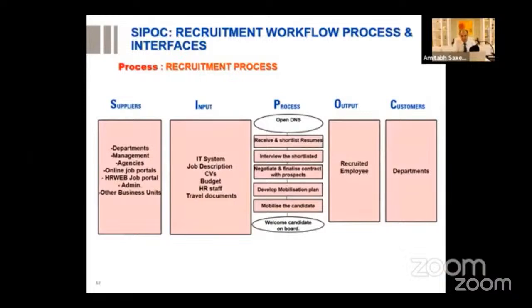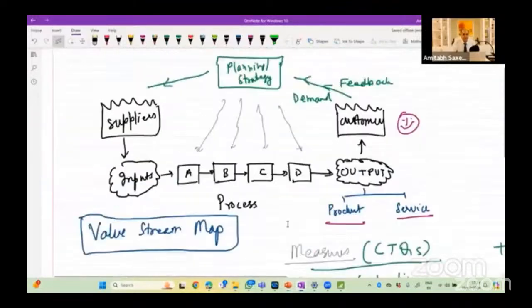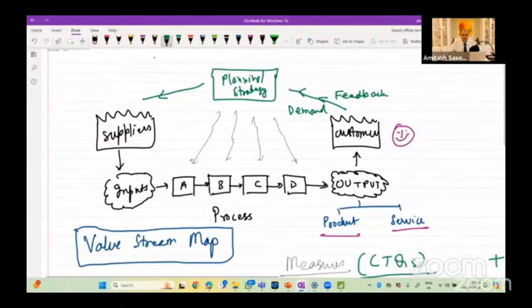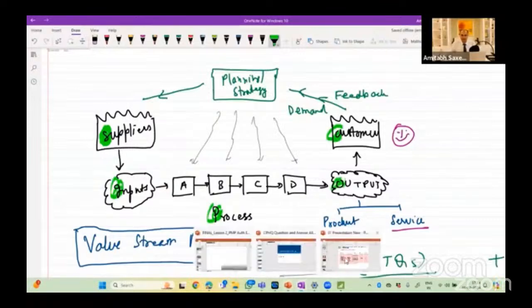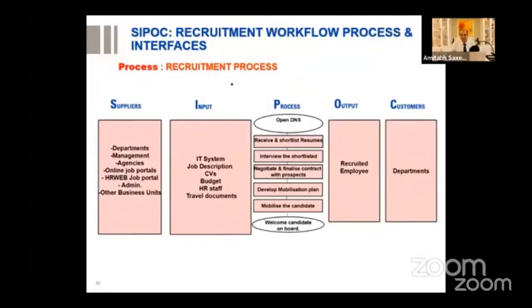Now, if you remember the systems map, the systems thinking I was talking about in the beginning, I hope you still remember. So if I pull out S for suppliers, I for inputs, P for process, O for outputs, and C for customers, I get what I call SIPOC. So when I'm doing a project, first I do a SIPOC: supplier, input, process, output, and customer.